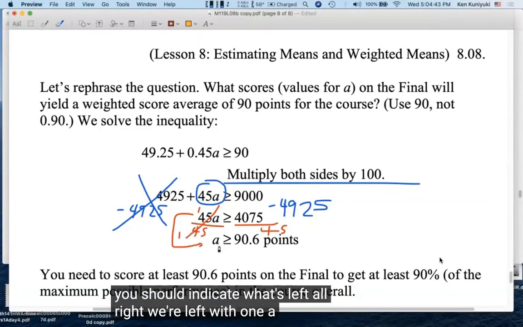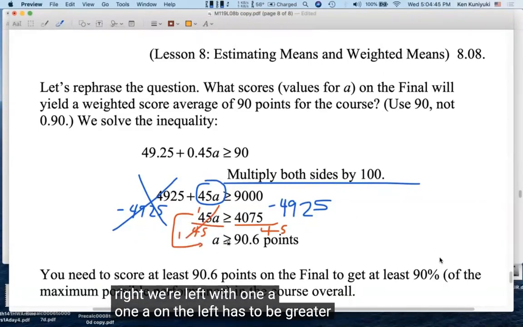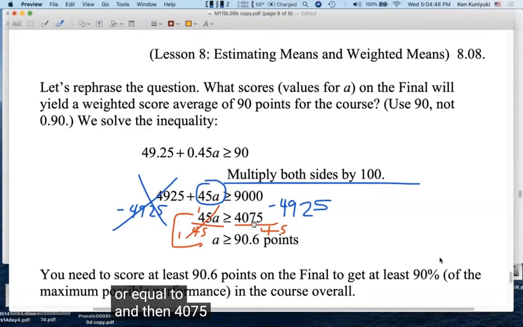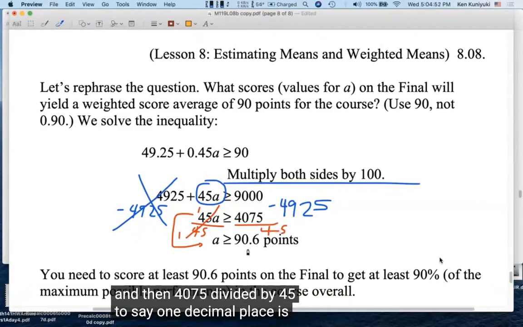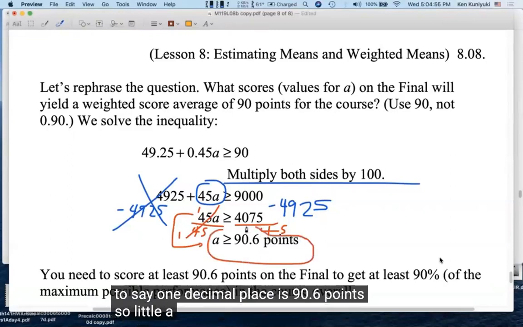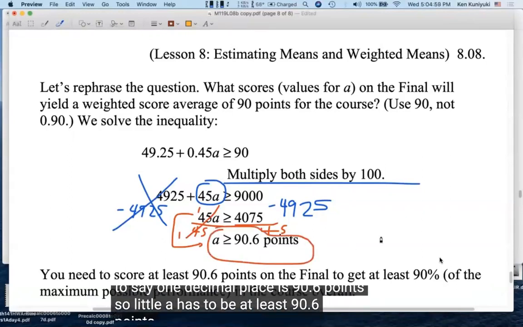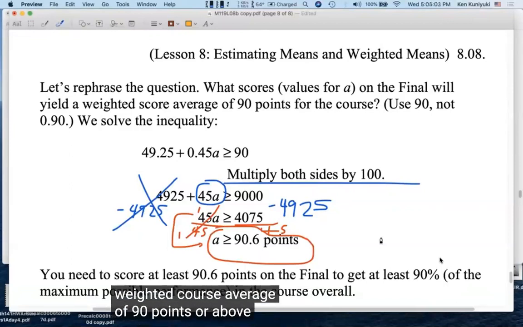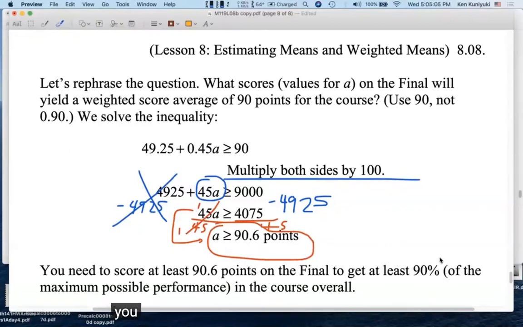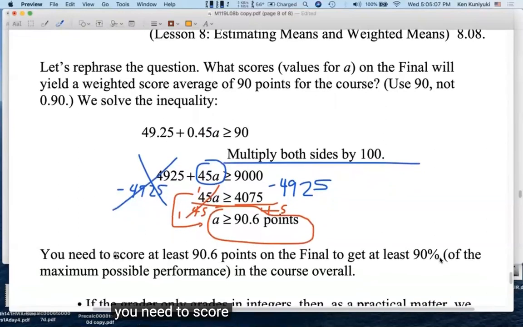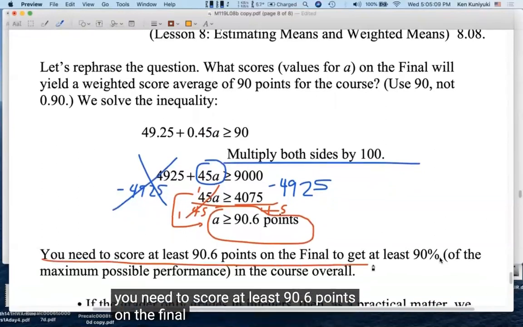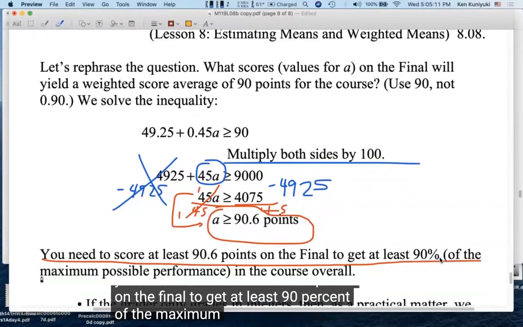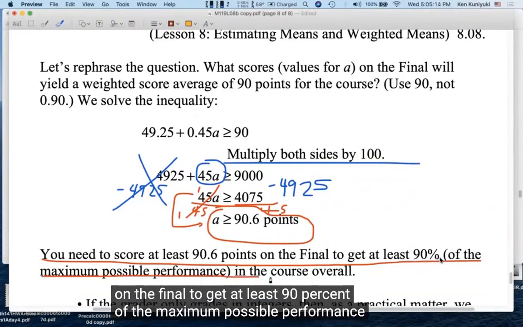We're left with 1A. 1A on the left has to be greater than or equal to 4,075 divided by 45, to, say, 1 decimal place, which is 90.6 points. So little a has to be at least 90.6 points in order for you to get a weighted course average of 90 points or above. You need to score at least 90.6 points on the final to get at least 90% of the maximum possible performance in the course overall.